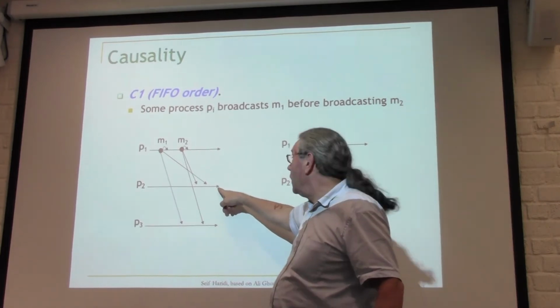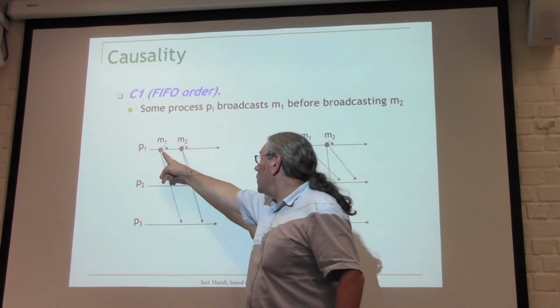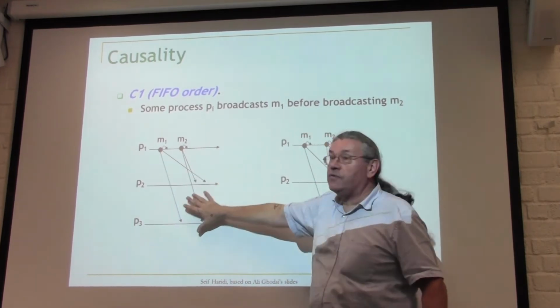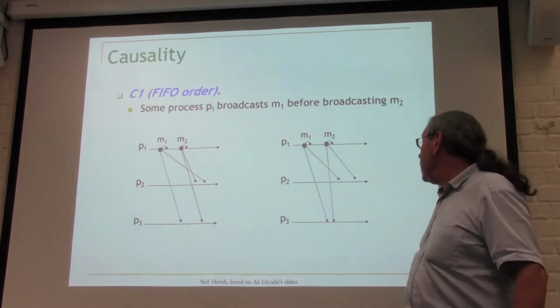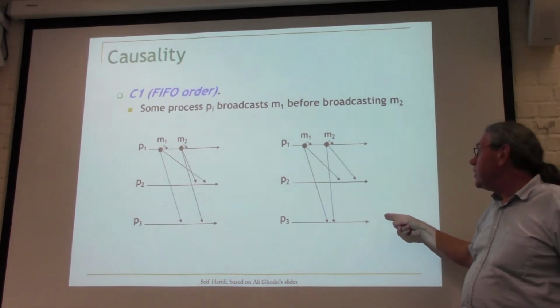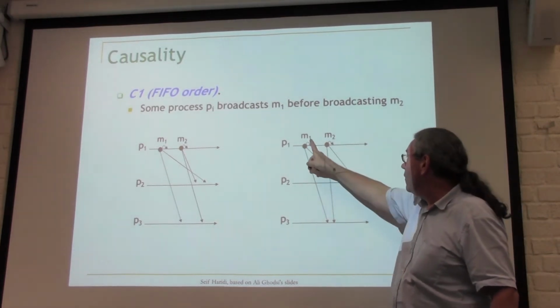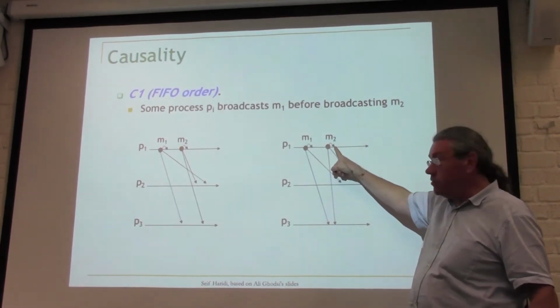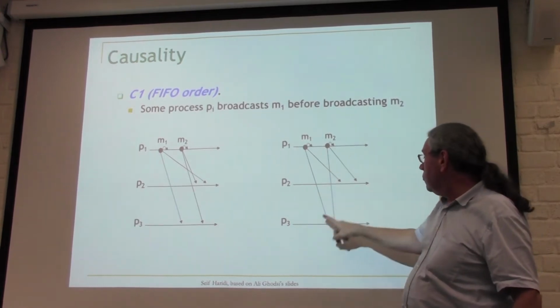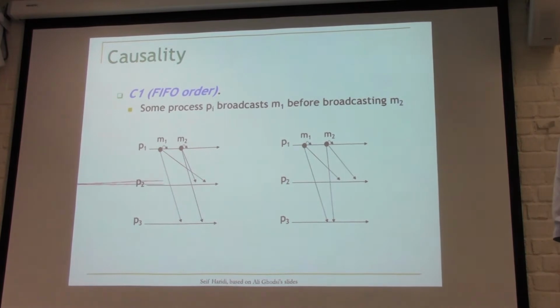P2. Because P2 delivers M2 before M1. So it's flipped here, because M1 is very slow. So this one is not satisfying FIFO. Okay? What about the one on the right? It's not very hard, actually. Correct. This one is correct. 1 sent before 2, 1 delivered before 2, 1 delivered before 2. Okay? So that's FIFO.